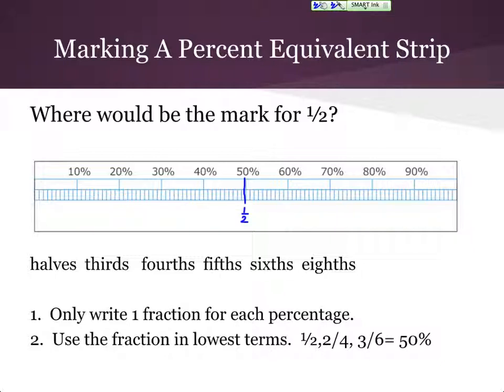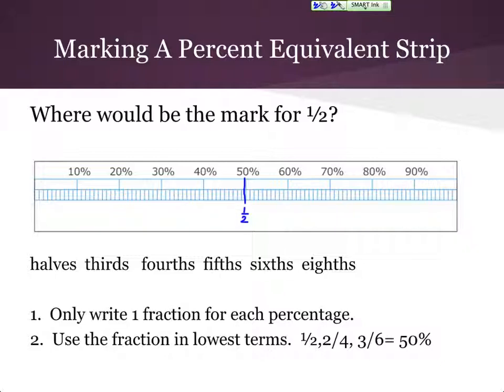Okay? Today what you are going to be doing independently, you're going to have this equivalent strip and you are going to put marks down for all the halves, thirds, fourths, fifths, sixths, and eighths. Okay? The key to this though is that you're only going to put one equivalent on the strip. If you look at your equivalent chart for a second, you'll notice that there are many different fractions that equal 50% right now.